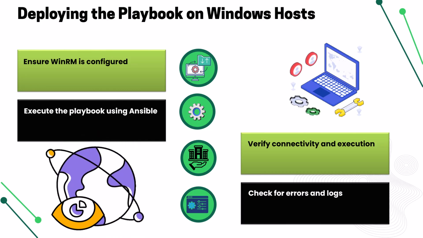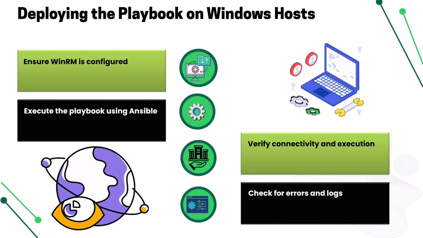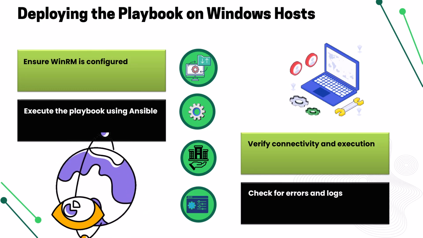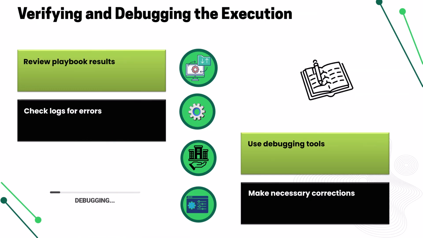Lastly, we check logs because, let's face it, errors are inevitable, and we like to solve problems before they become disasters. This is where we put on our detective hats. We review results to make sure our playbook didn't go rogue. Checking logs is crucial because, let's be honest, troubleshooting without logs is like solving a mystery in the dark. Debugging tools help us pinpoint what went wrong. And finally, we fix those errors so our playbook behaves as expected.